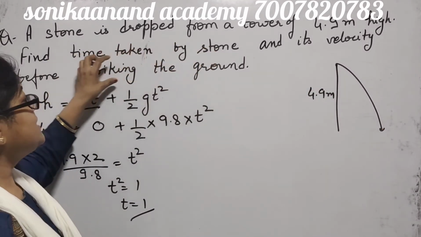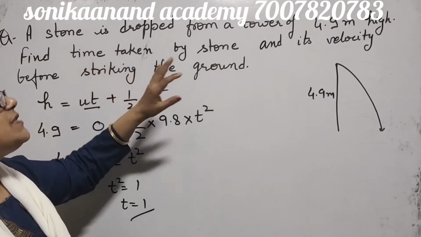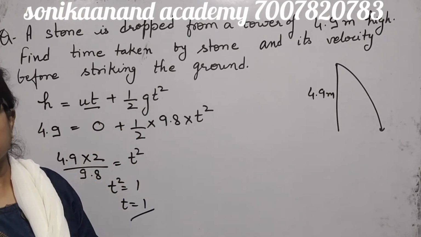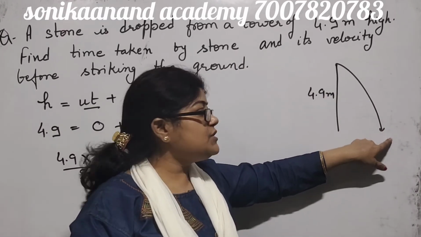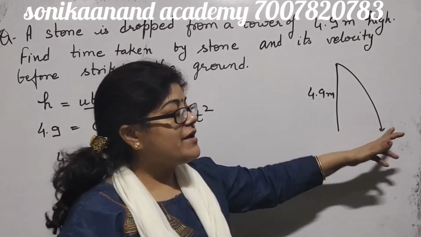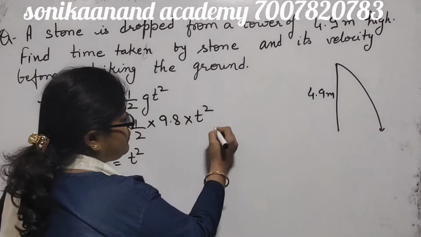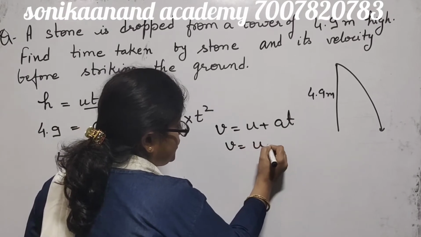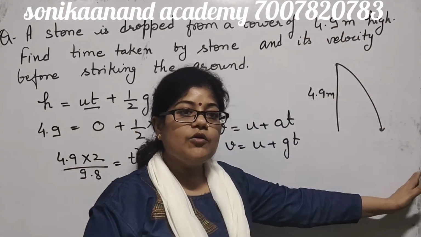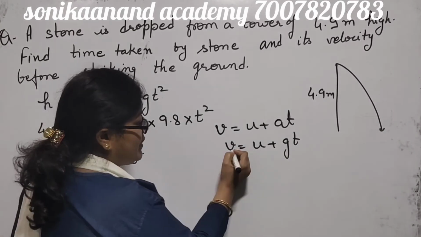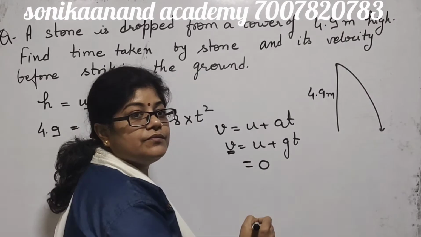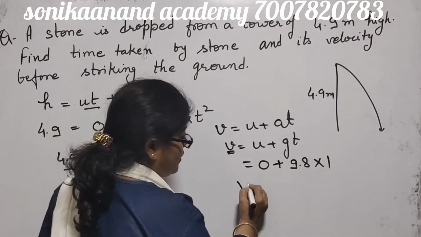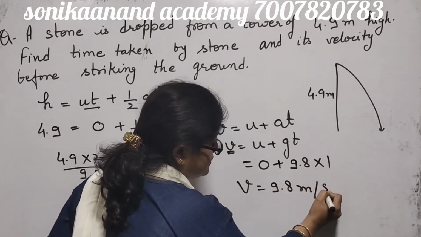Now one more question is attached along with this question: its velocity before striking the ground. The stone must have some velocity because it is moving. But as soon as it strikes the ground, its velocity becomes 0. Before striking the ground, what is its velocity? Then we use the formula V is equal to U plus AT. In place of A, we write G. As the stone is moving downward, we take plus. Initial velocity is 0, gravity is 9.8 and time is 1 second. So its velocity is 9.8 meters per second. Easy?